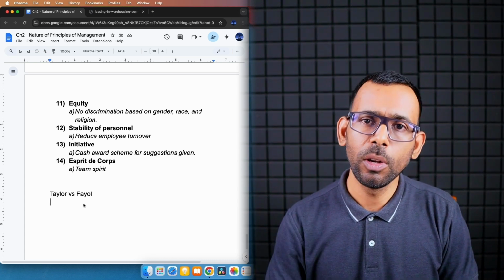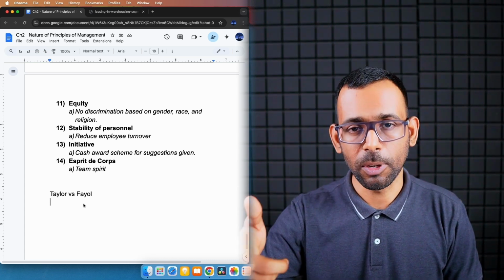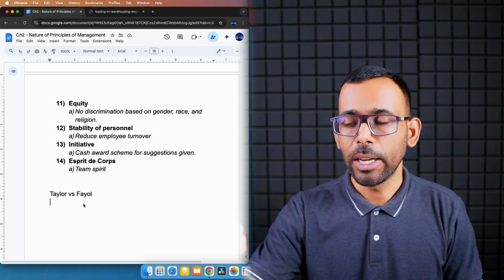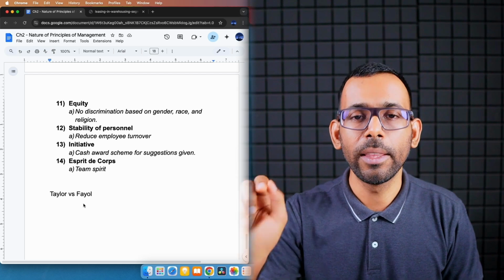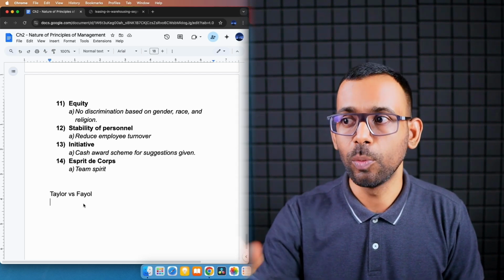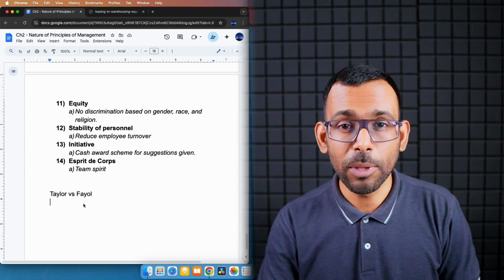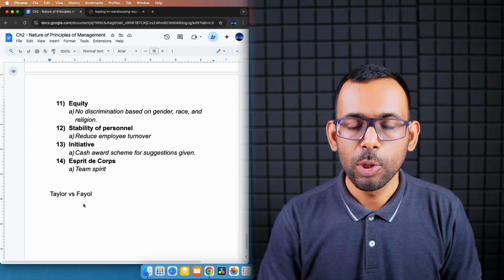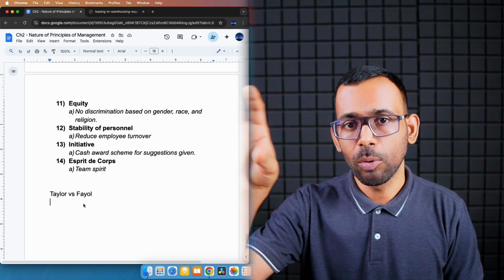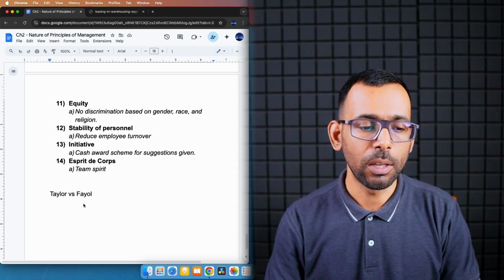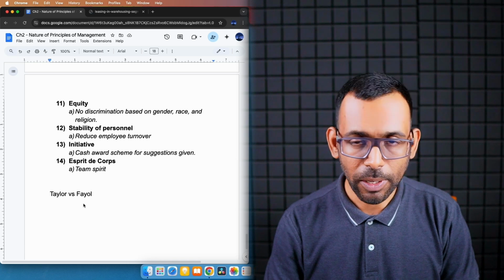But if you see Fayol, he was about the top management. All his communications were his advices to the top management, stating how top management should treat the employees. Okay, make sure you give good remuneration, make sure you build the team spirit, make sure you keep the employees taking initiative. So it's all about ordering the top management to take care of the operational management. So that's a broad classification that you want to see between Taylor and Fayol first.